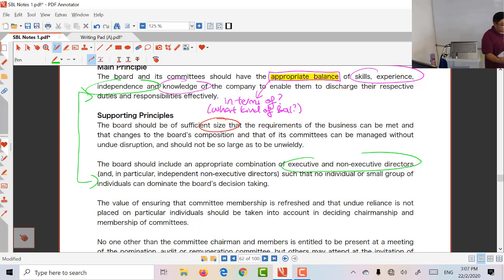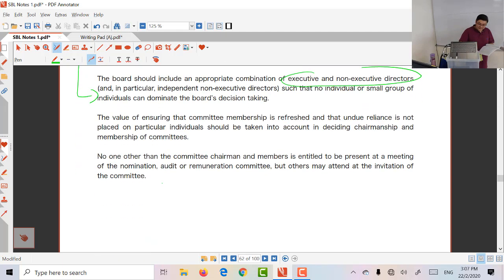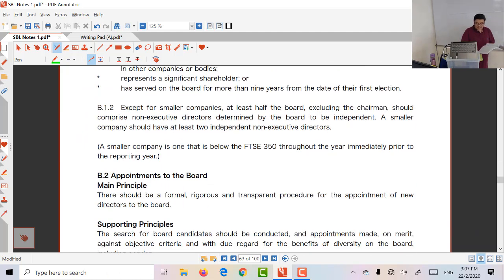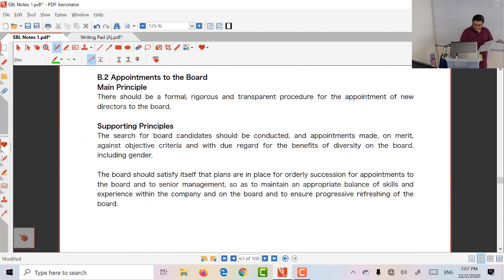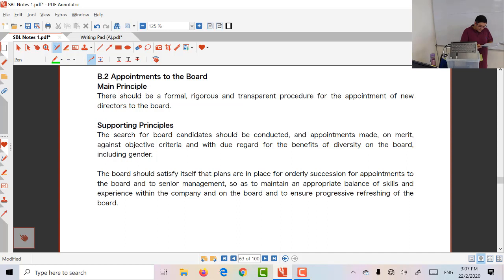Then it goes on and tells us about refreshing of membership. Then it talks about the committee chairmanship and so on, which I will not touch on, as that's not relevant to the balance. Now, coming to the next page, I'm discussing the same matter. We are still talking about balance.